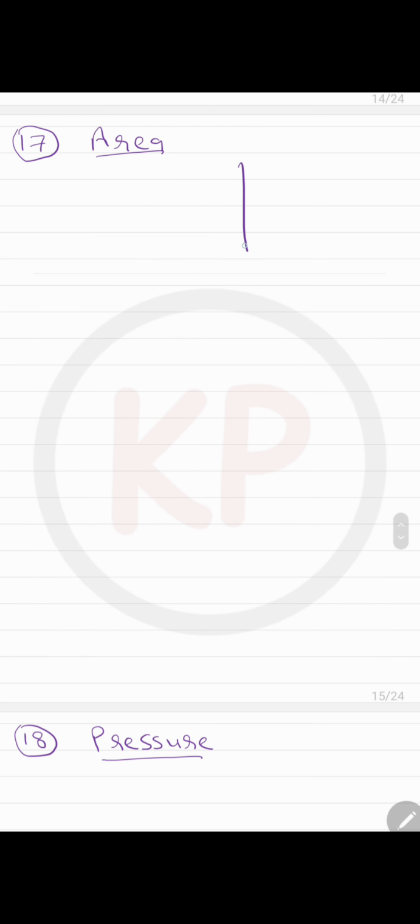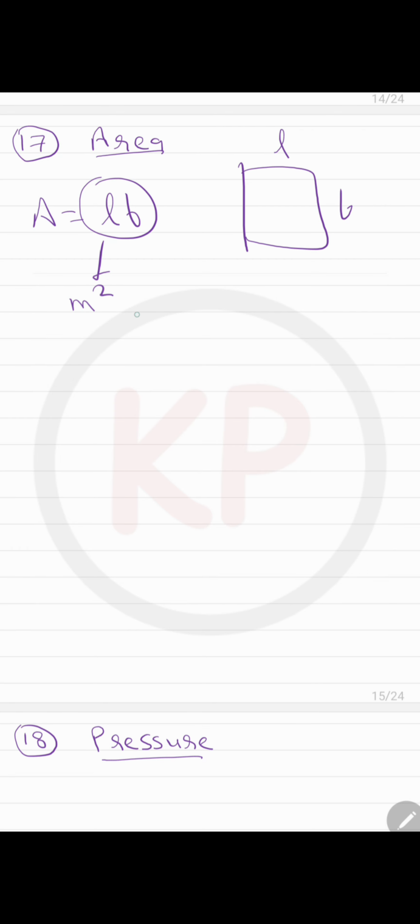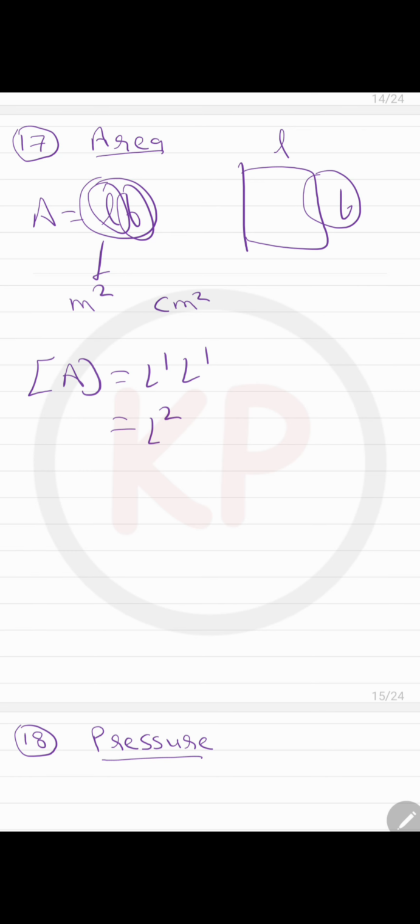Next is area. Quite simple. If this is a square, this is length L, breadth B, then we can say area is length into breadth. Both are length. Therefore, its unit will be meter square. In terms of CGS, it will become centimeter square. The dimensional formula will be: length means L1. Breadth is also a kind of length. We can say L1. So therefore, it becomes L2.